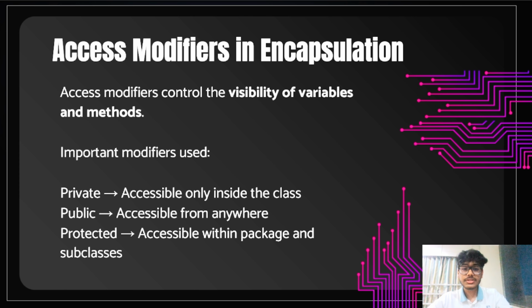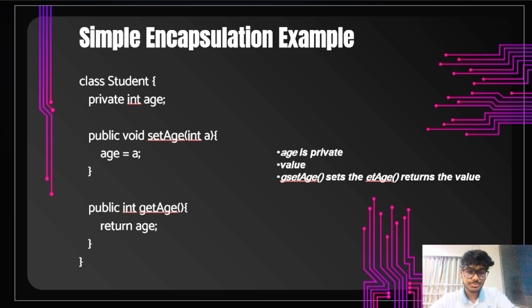Now let's move towards some examples. Let's look at a simple example to understand this better. Here we have a class called Student, and inside it we have a variable called age, which is declared as private. Then we have a method called setAge, which is used to assign a value to age. And we also have a method called getAge, which is used to return the value of age. So instead of directly accessing the variable, we use these methods. This is a perfect example of encapsulation, where data is protected and accessed in a controlled way.